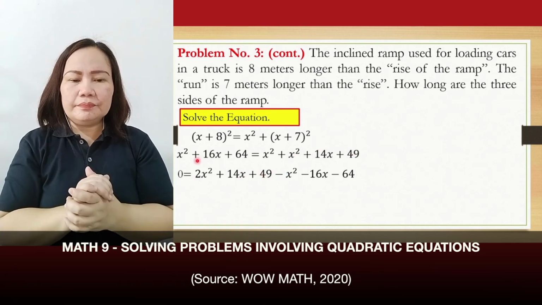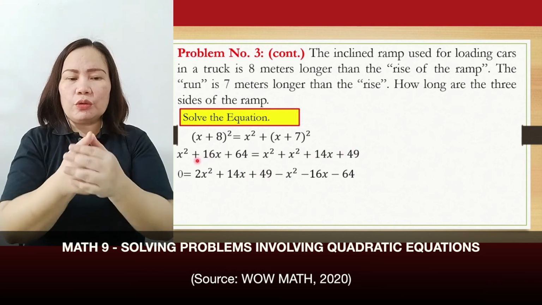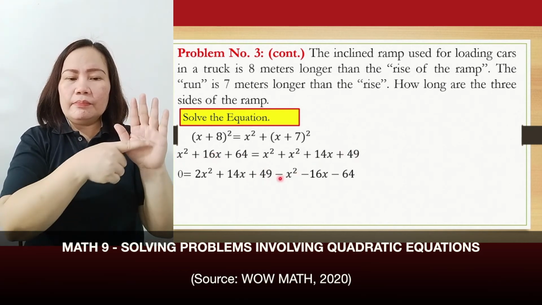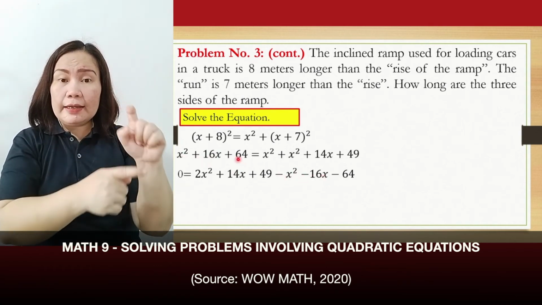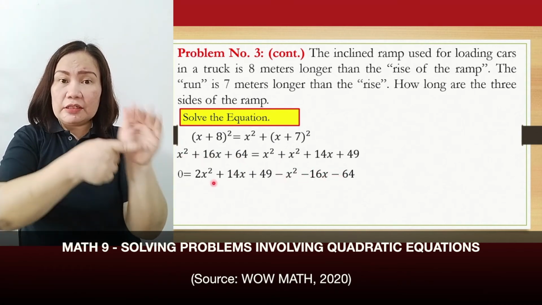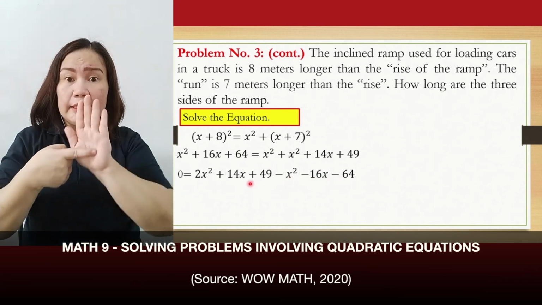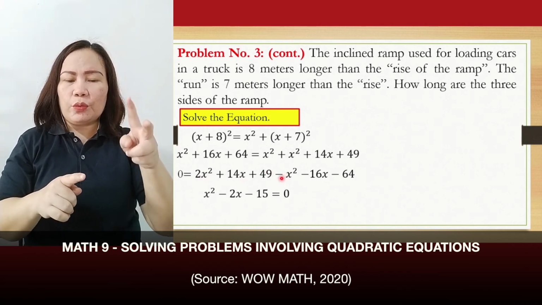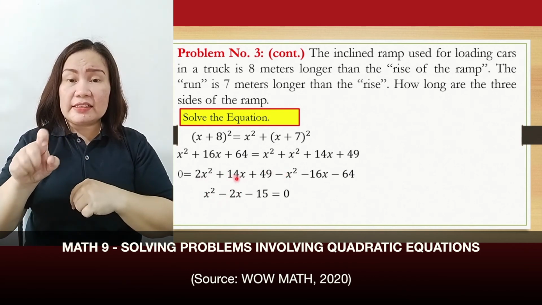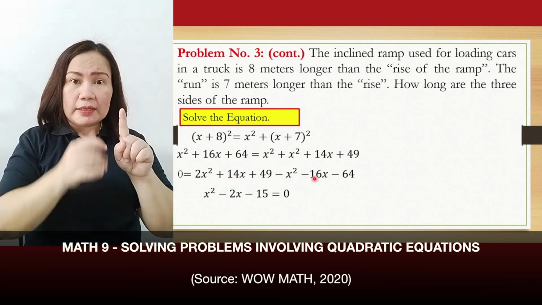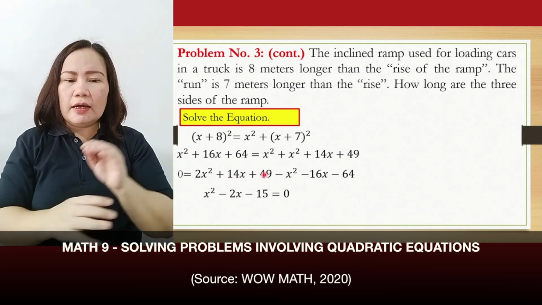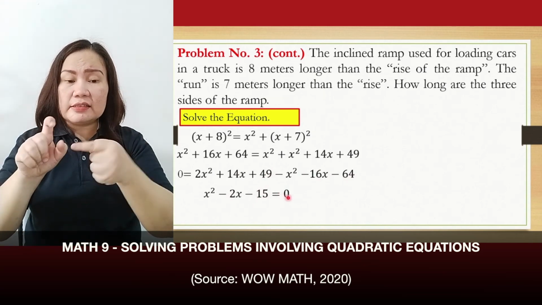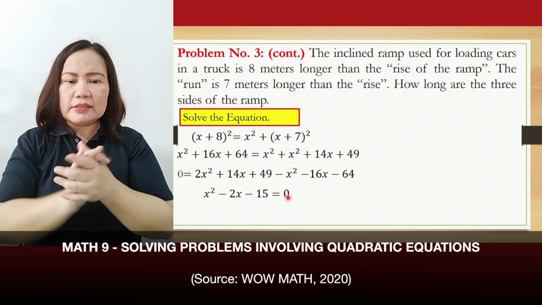And then, since we are going to transpose, we will change all the signs of the given terms. So, we will have minus x squared, minus 16x, and minus 64. Okay, now this time, we will combine similar terms. So, we can have 2x squared minus x squared, that is x squared. 14x minus 16x, that is negative 2x, and 49 minus 64, that is negative 15, is equal to 0. Okay, we just rearranged it.